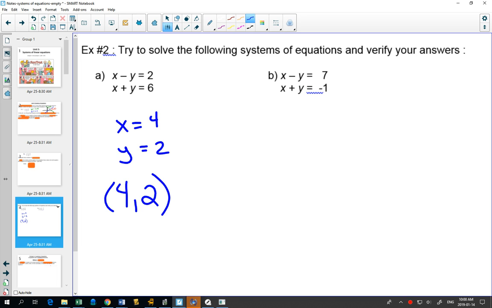Second one was a little bit more difficult. 3 and, there was a negative involved. 3 and negative 4. Okay? As soon as that negative came involved, all of a sudden you're guessing and checking. I noticed a lot of you took longer, right? What would happen if I changed the answers to fractions?